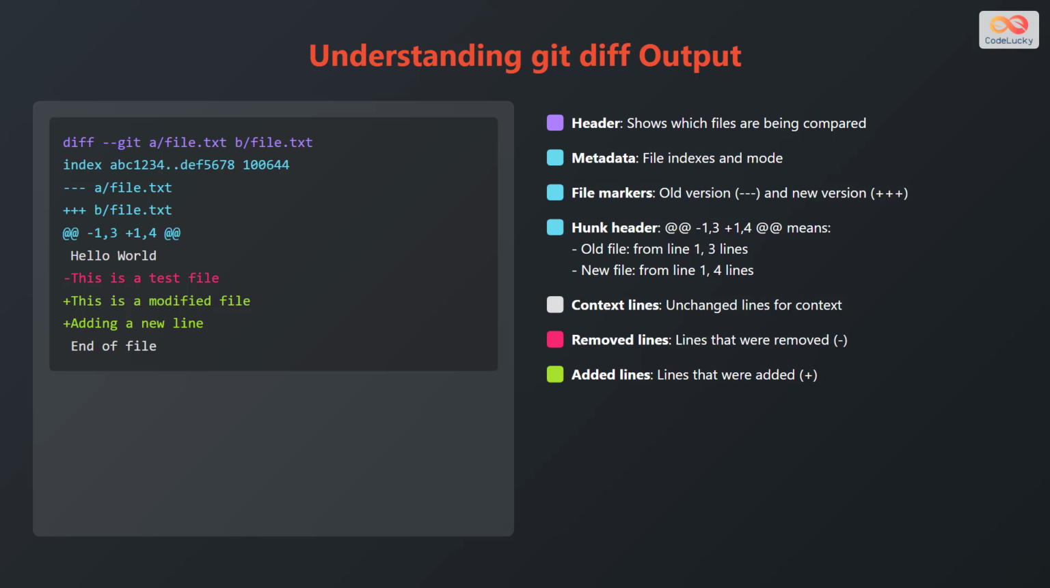changed. The -1,3 means that in the old file, changes start from line 1 and span 3 lines. The +1,4 means that in the new file, changes start from line 1 and span 4 lines. Context lines are the unchanged lines that provide context to the changes. Removed lines are indicated in red with a minus sign, and added lines are indicated in green with a plus sign.